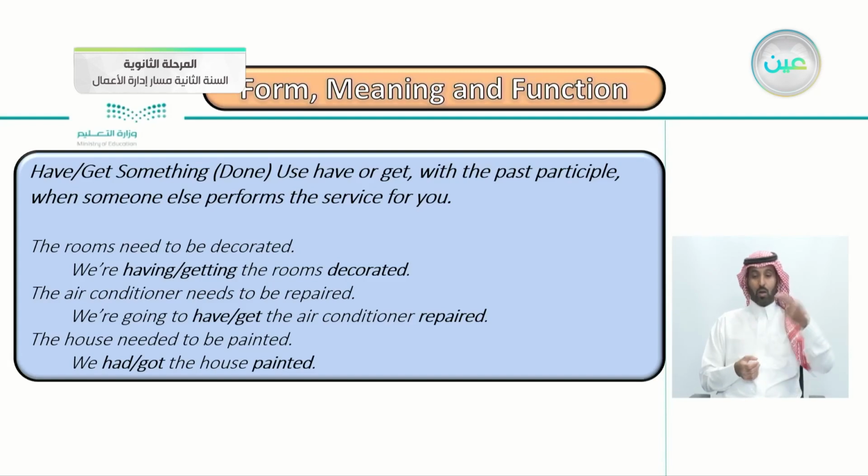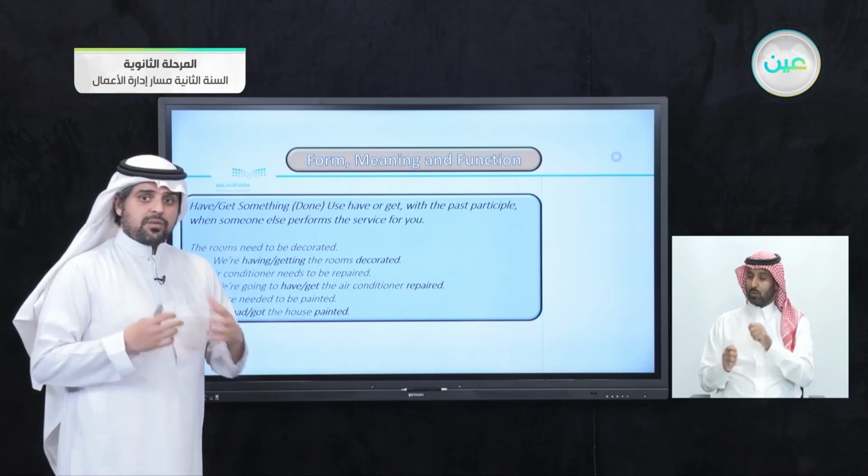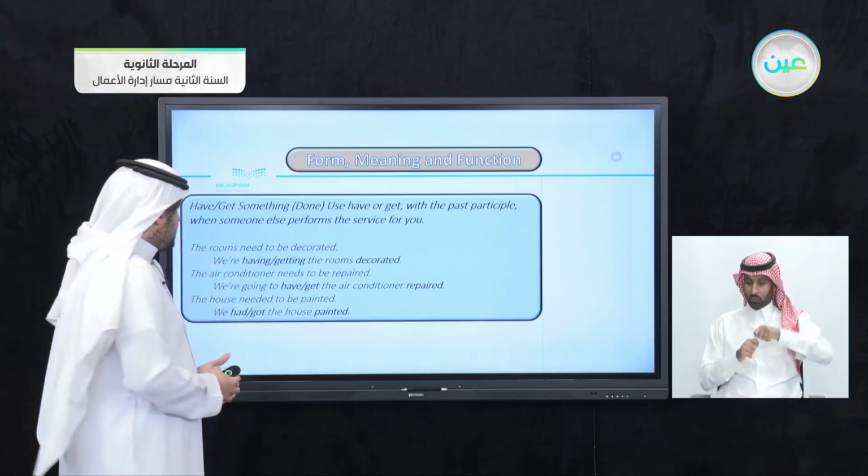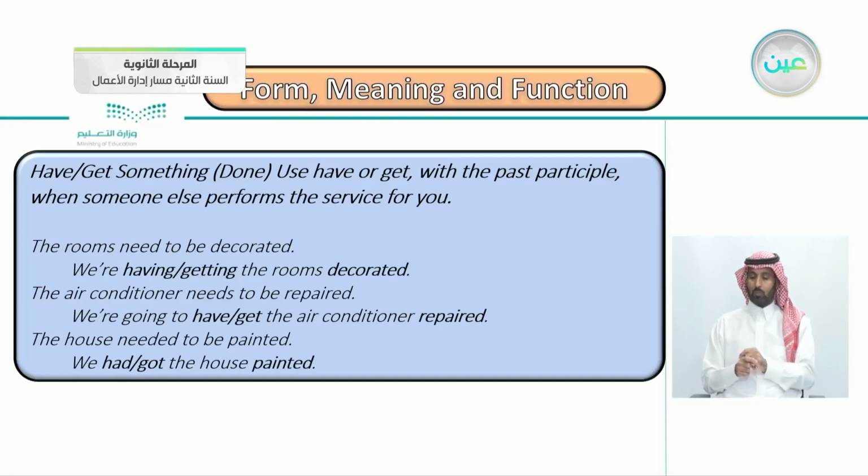Use have or get with past participle when someone else performs the service for you. We use this structure, this form, when someone else is performing the service for you, not you fixing the car, someone else is fixing. The rooms need to be decorated. So you say, we're having or getting, you can choose either. We're having the rooms decorated, which means someone else is decorating the room.